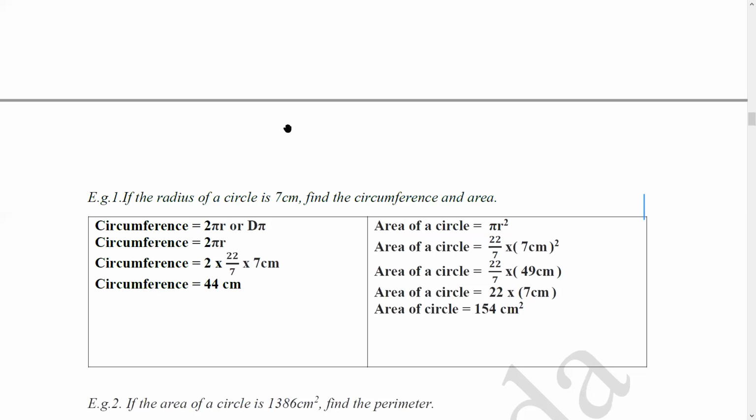So is it 21 centimeters? Yeah, that's for the radius. And in order to find the perimeter, you have to find the radius.